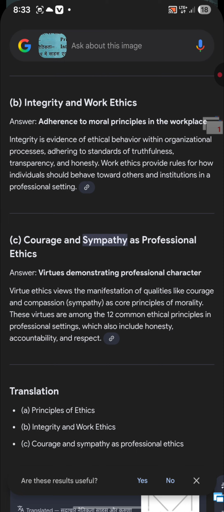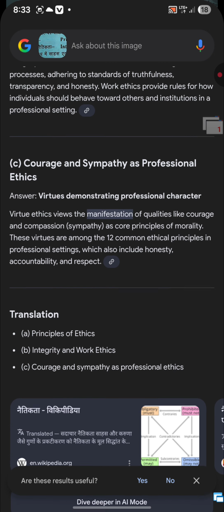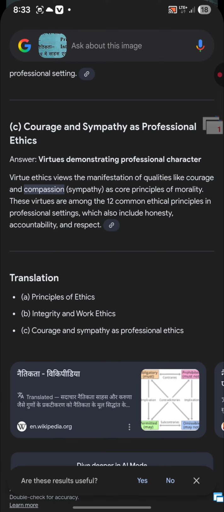C. Courage and sympathy in professional ethics. Answer. Virtues demonstrating professional character. Virtue ethics views the manifestation of qualities like courage and compassion, sympathy, as core principles of morality. These virtues are among the 12 common ethical principles in professional settings, which also include honesty, accountability, and respect.